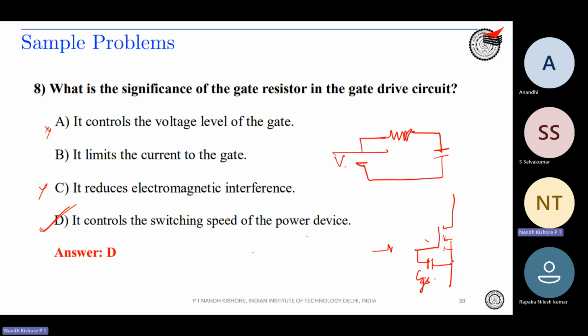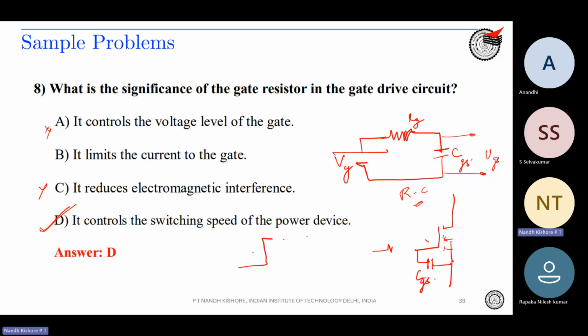So this is your supply V gate, RG, and this is your CGS. So this is basically an RC network. Okay. So if you change your R, the profile of the voltage across the gate source capacitance also changes. That is, VGS also changes. So the gate resistor controls the switching speed, right? If you increase RG, then what happens? The RC time constant increases. Therefore, your gate source voltage will increase slowly.